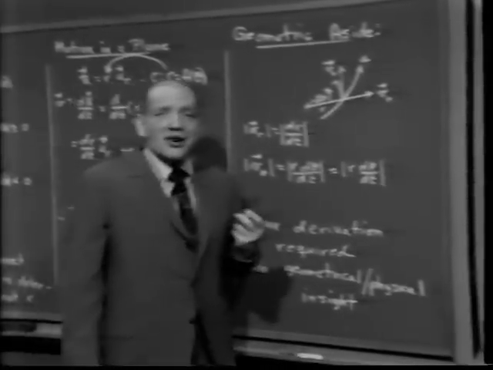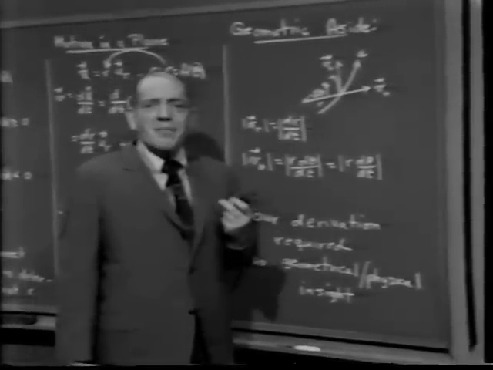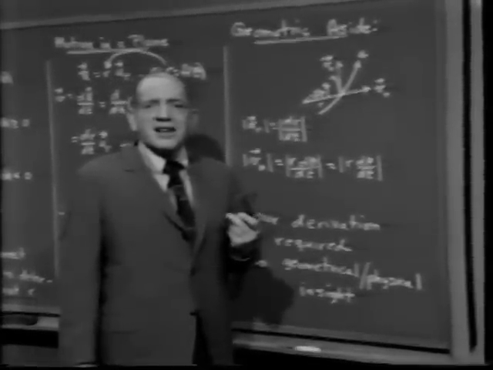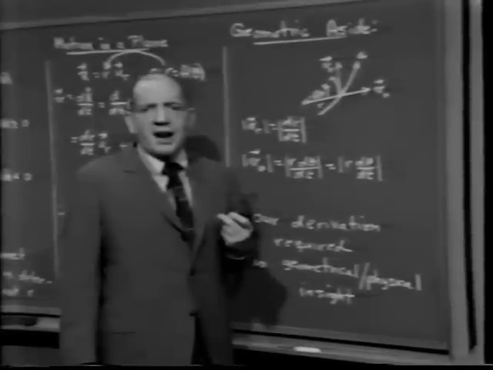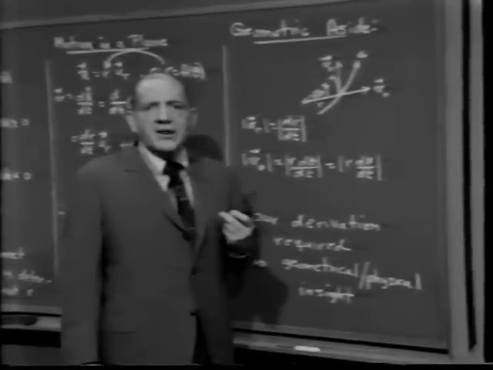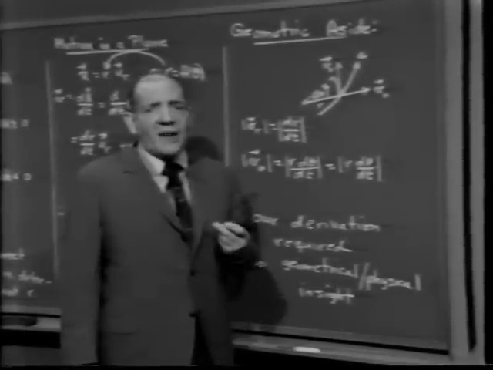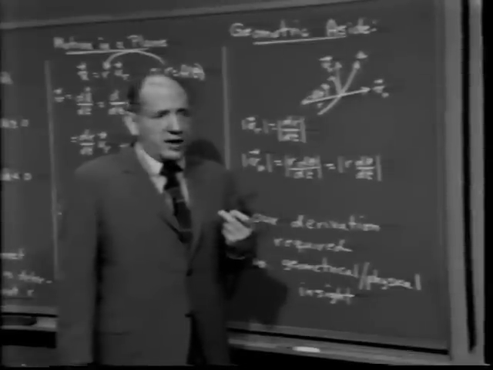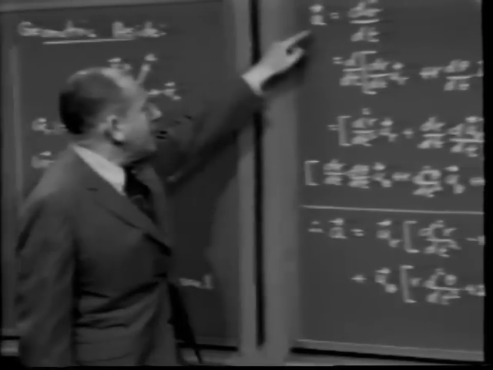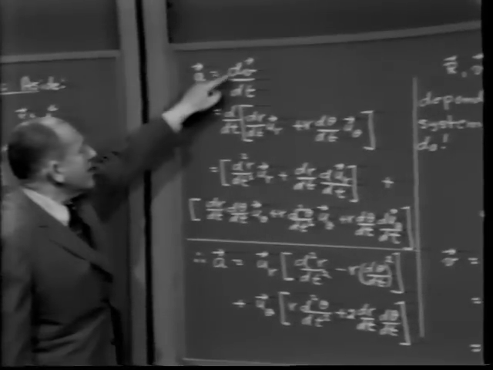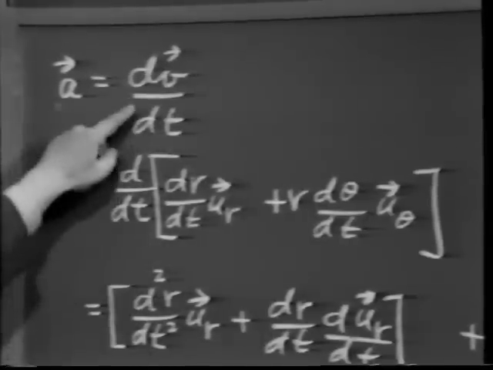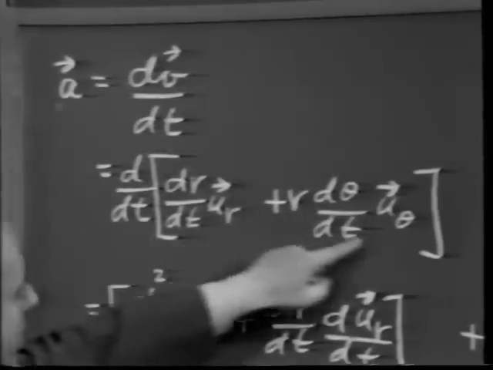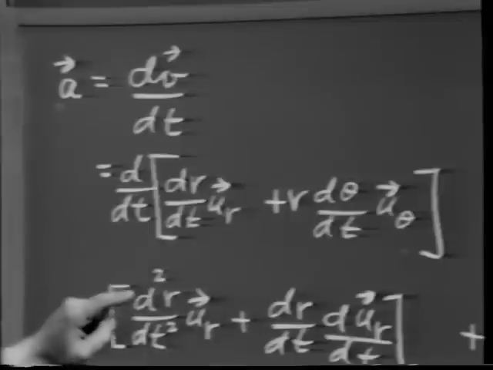But the thing that I want to show you is that the beauty of our mathematical approach is that we can now obtain A, the acceleration vector, from the velocity vector without having to know any great physical insight. In fact, we have to know no physical insight to do this. Namely, by definition, A is the derivative of the velocity vector with respect to time. We also have seen that the velocity vector is the expression that I have here in brackets.